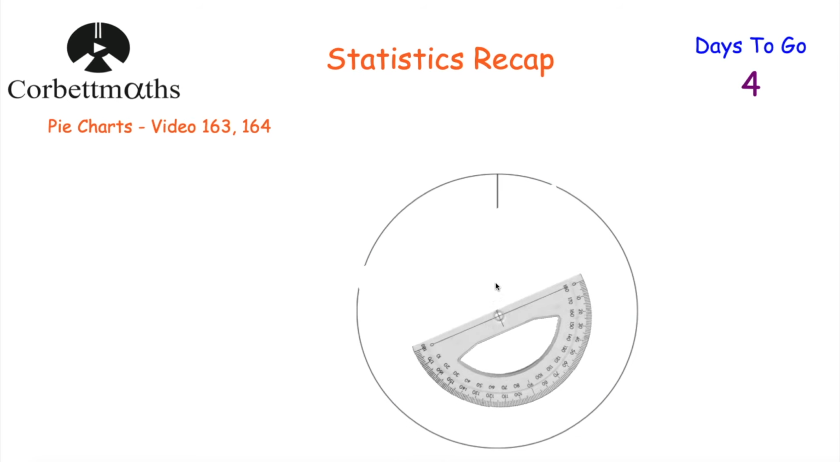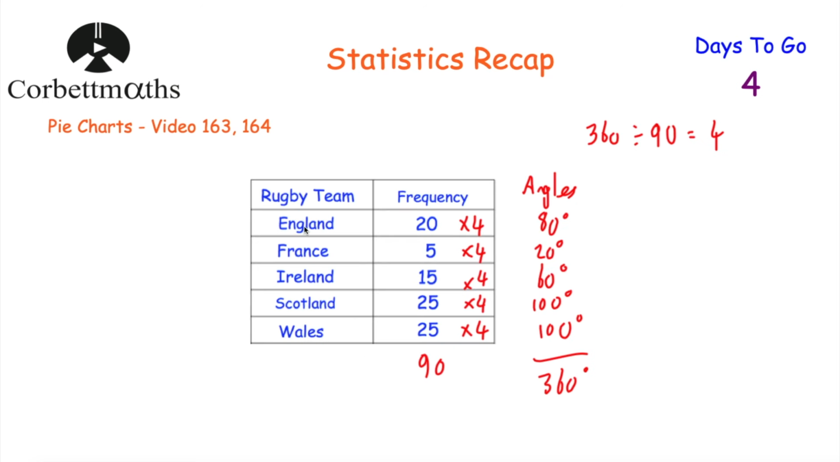And make sure whenever you're drawing your pie chart, you label each of the sectors. So you'd label one of them England, one of them France, one of them Ireland, one of them Scotland, and one of them Wales.